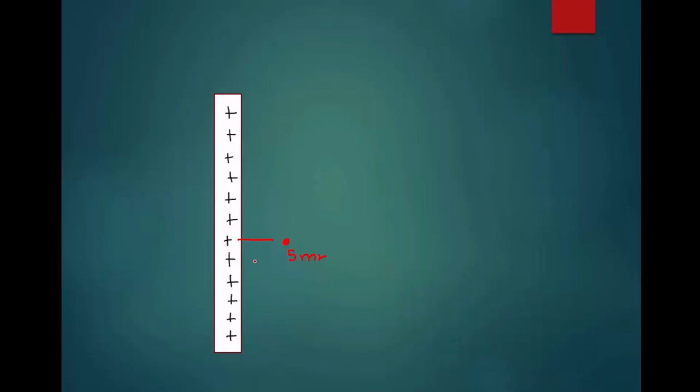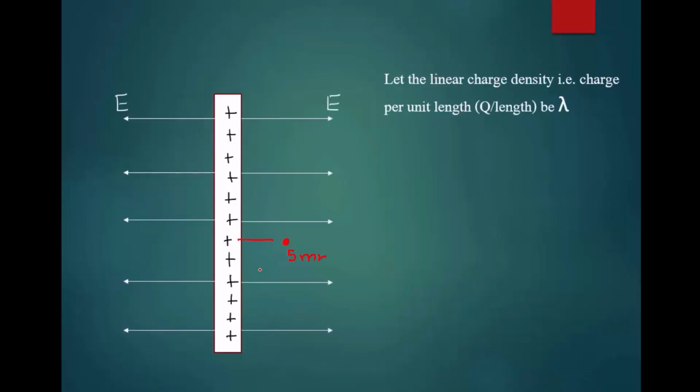So that's infinitely long. What do we mean by uniformly charged? Uniformly charged means the charge is uniformly spread throughout this wire. So let us say we have this wire and it is positively charged. The electric field due to this wire will be as shown in the diagram over here, pointing away from the positive charge. Now this is an infinitely long wire, and therefore we are not interested in the total charge on it because that will be very, very large or infinite.